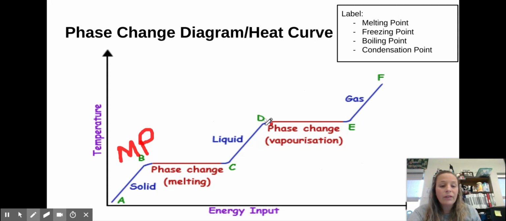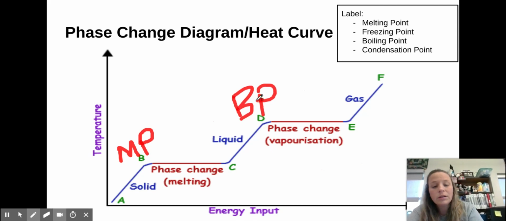then the temperature will start going up again until it reaches here. I've got a phase change that's about to happen. It says vaporization, which means that is my boiling point. Again, you'll notice this flat line here. Until all of the water has turned into gas, it's going to stay the same temperature.